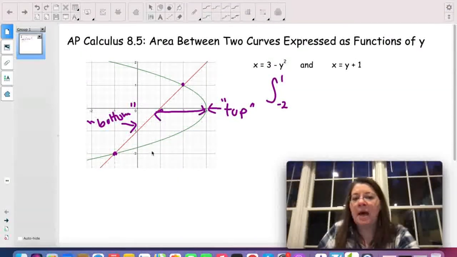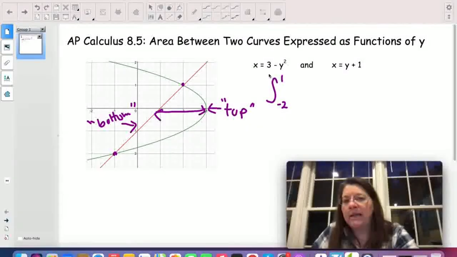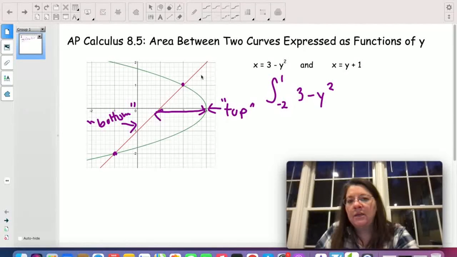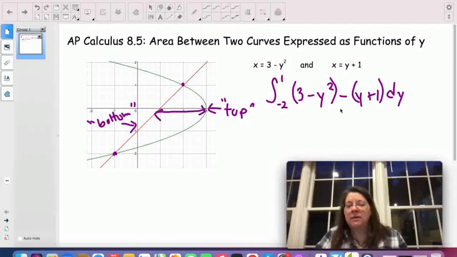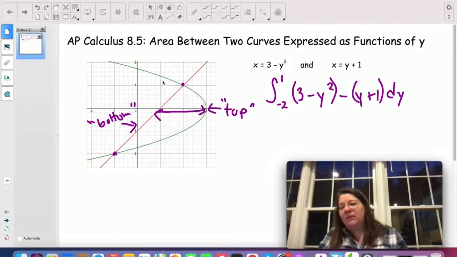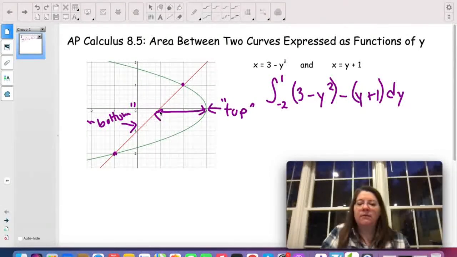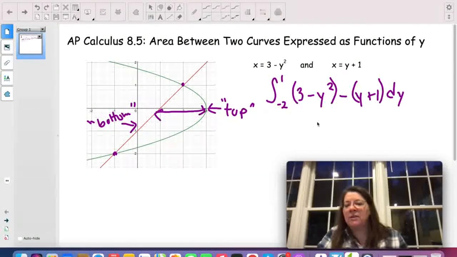And then remember, my top function is the green function. So my top function is going to be the 3 minus y squared. My bottom function is going to be this y plus 1. And to find the area between the two curves, remember, I subtract these two functions from each other. So this is my entire setup. My integral goes from -2 to 1. My top function, 3 minus y squared, minus my bottom function, y plus 1. Remember, top is furthest to the right, bottom furthest left. This will give us the area between the two curves.